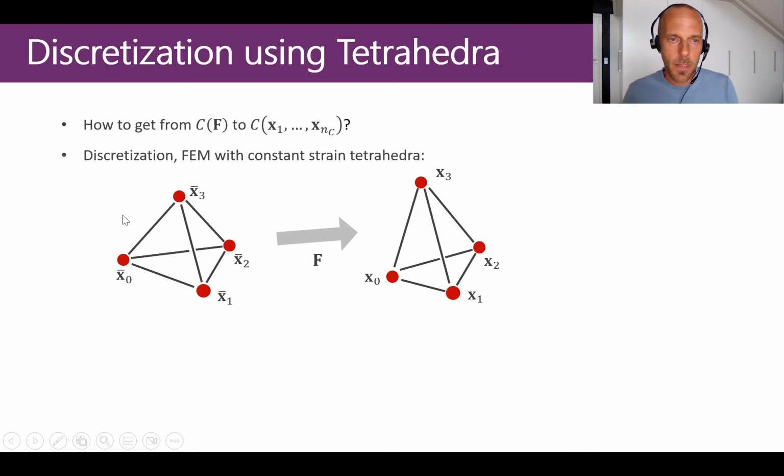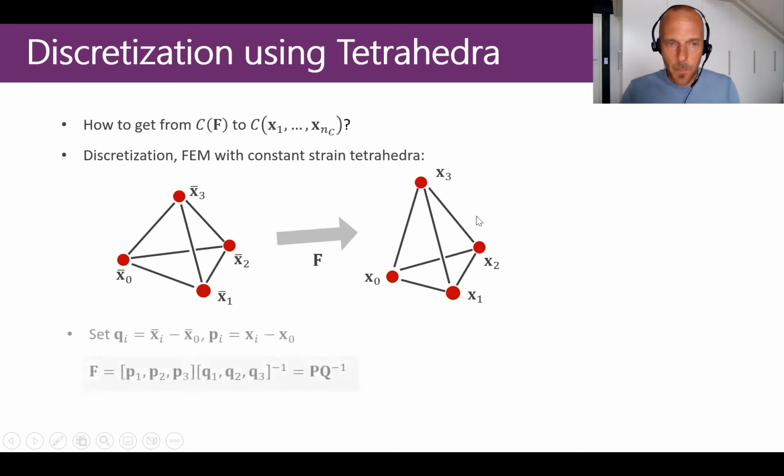So let's say we have this undeformed tetrahedron here and the deformed tetrahedron on this side. The q_i's here are the positions of the undeformed particles relative to particle 0. And the same here, the p_i's are the positions of the particles P1, P2, P3 relative to particle 0 in the deformed configuration. When we have these vectors, we can easily compute this deformation gradient F by putting these vectors into columns of two matrices P and Q. Again, this one is constant during the simulation, so it can be pre-computed.